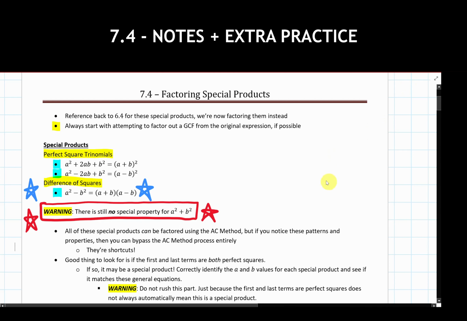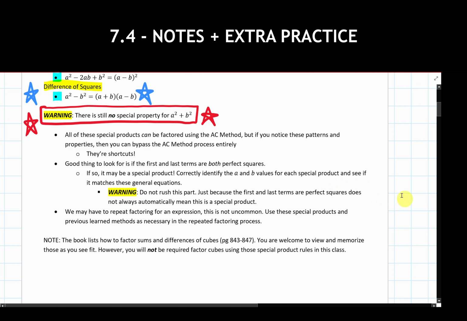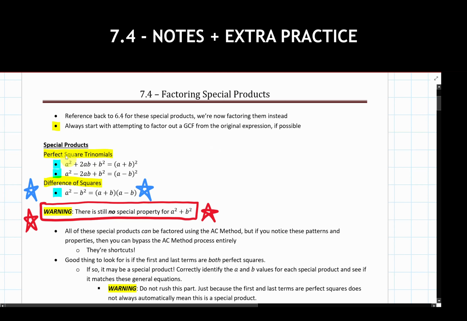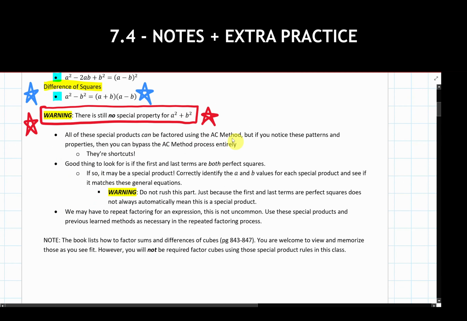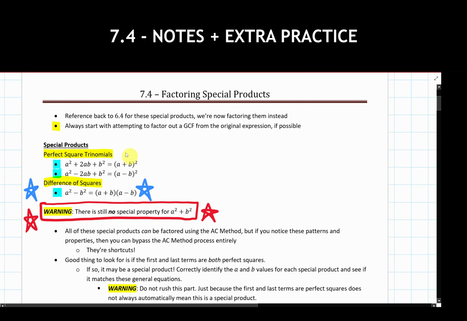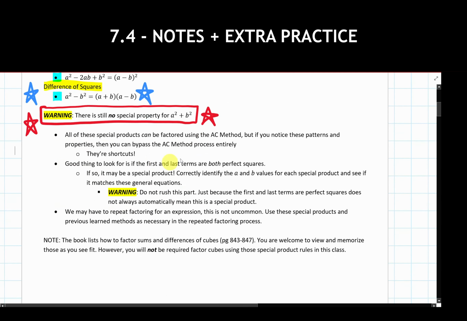Now, a couple other things that I do want to note as we're going through and taking a look at these final notes here. All of these special products that we have listed here can be factored using the AC method. Meaning, if you're in the boat that I'm in, which is I normally don't recognize a perfect square trinomial more often than not, I generally default to using the AC method, and only after going through all of that do I realize, hey, I actually had a perfect square trinomial here. Okay, I guess I missed something. It will get you to the exact same final answer. It just takes a couple extra steps and lines of work to do that.